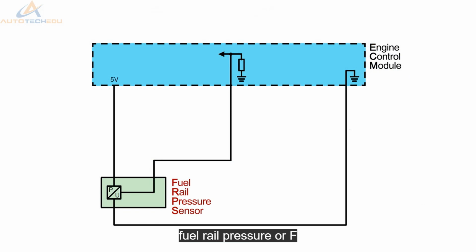The fuel rail pressure, or FRP sensor, detects the fuel pressure within the fuel rail. There is a 5-volt reference, a ground or low reference, and a signal circuit. The varying signal is sent to the ECM. Fuel pressure will be adjusted in response to this signal. Not all vehicles will have an FRP sensor. These sensors are commonly used on direct petrol-injected engines.